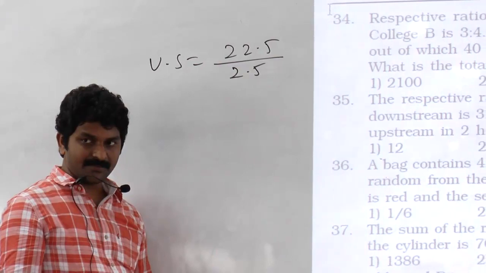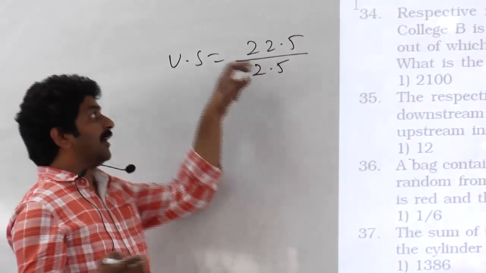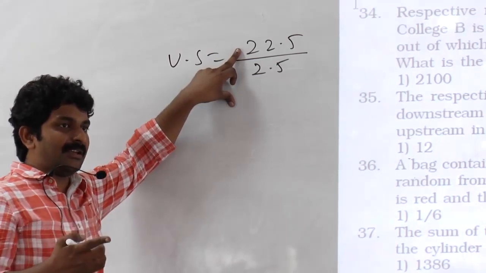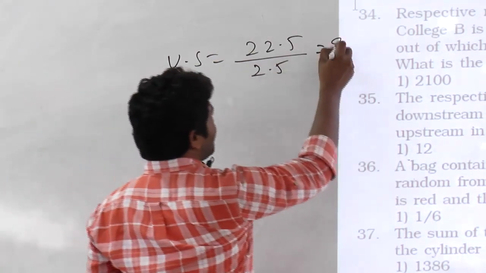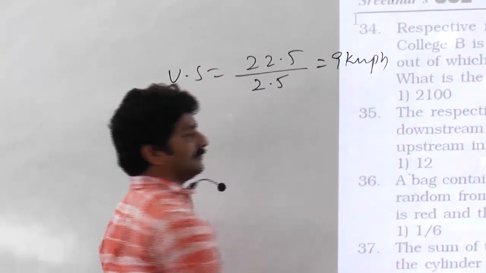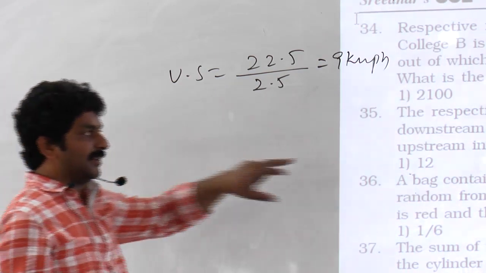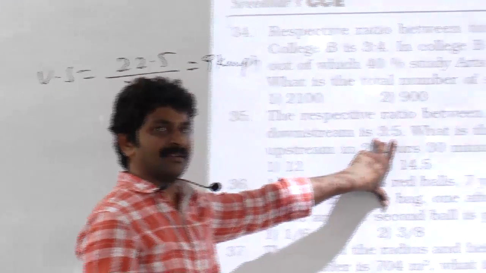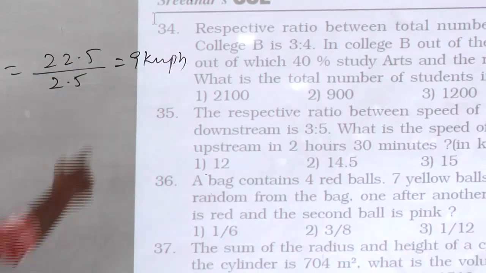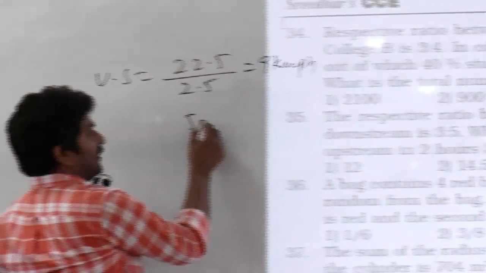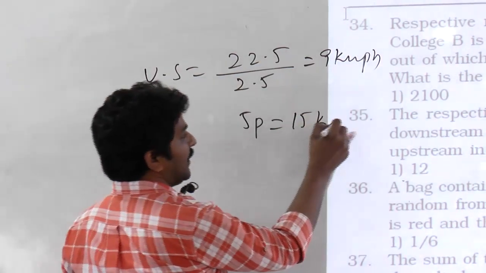Is that okay? 4 2.5s are 10, 8 2.5s are 20, 9 2.5s are 22.5. So upstream speed is 9 km per hour, but you are given the ratio between upstream speed and downstream speed, 3 parts and 5 parts. 3 parts is this much. 3 threes are 9. You are asked about 5 parts. 5 threes are 15 km per hour.